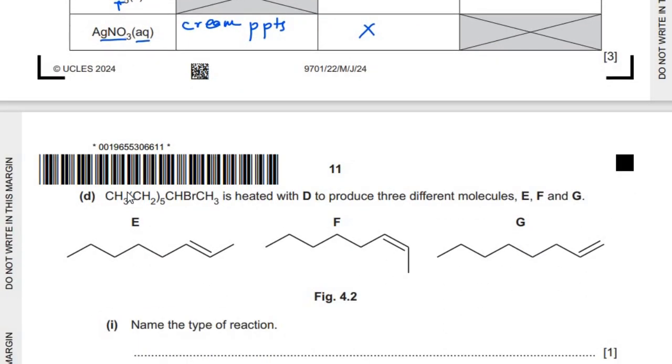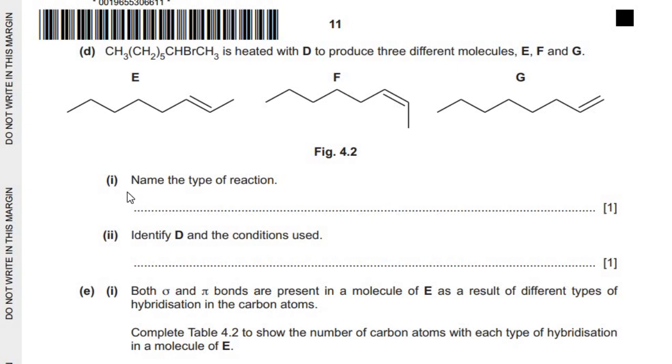So let's go ahead with the next part here, D. Now again we have the same bromo compound shown here, which is heated with a reagent D to produce three different molecules E, F and G. Now we can see that E is carrying a double bond in place of the bromine. So bromine is removed and a double bond is being placed between the second and the third carbon. You can see here that the second and third carbon carries a double bond. Same in the case of F also, again second and third carbon carries a double bond, and in the compound G now there is a double bond between first and second carbon.